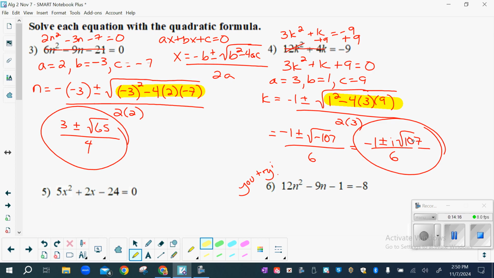So just put it in your calculator like that. You don't have to do all that simplifying. Just put this in your calculator: 1 squared minus 4 times 3 times 9. That's all you're doing.